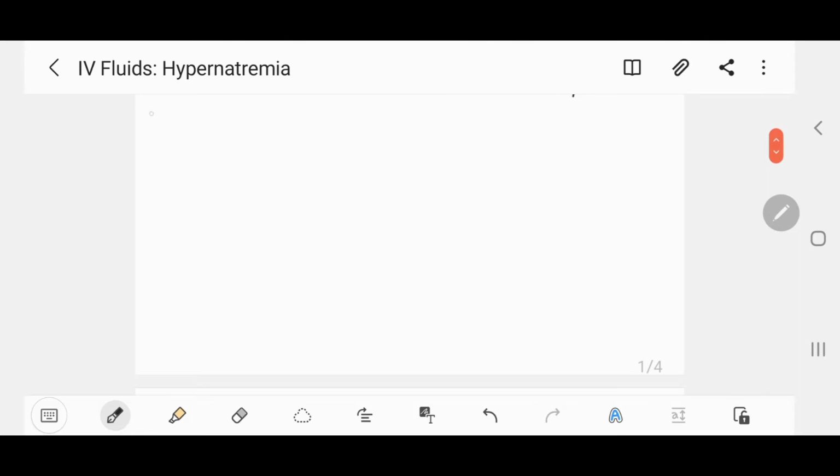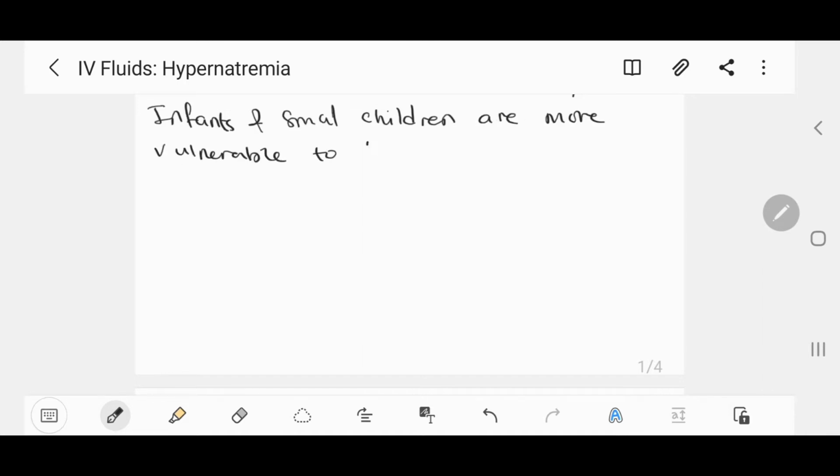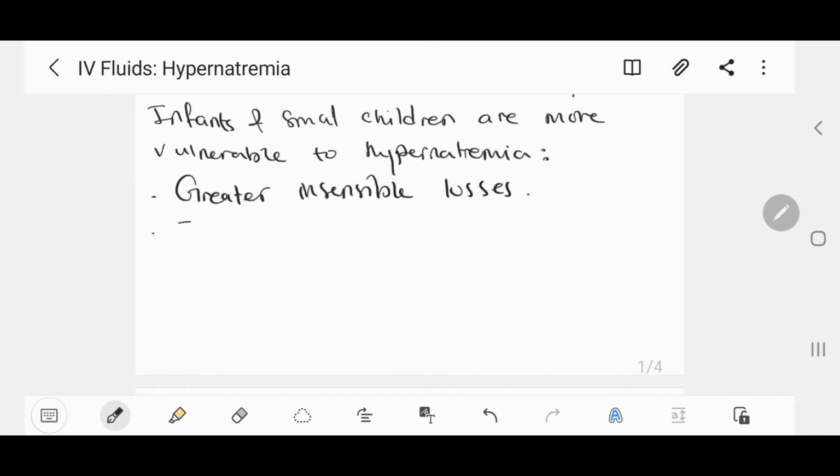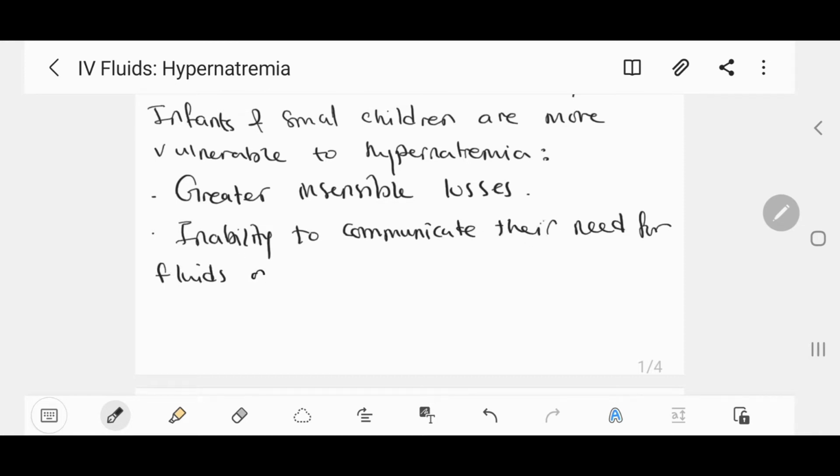So, infants and small children are more vulnerable to hypernatremia, and that can be due to two main causes. The first one is greater insensible losses. And the second one is their inability to communicate their need for fluids or access fluid independently.